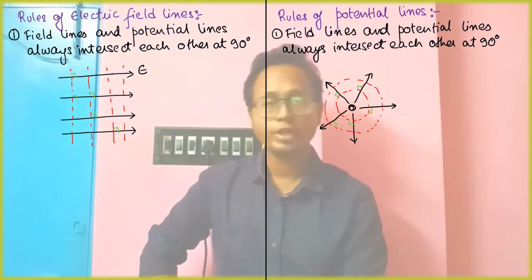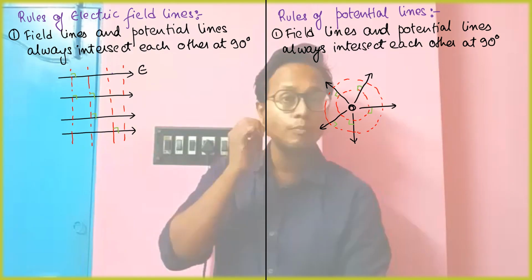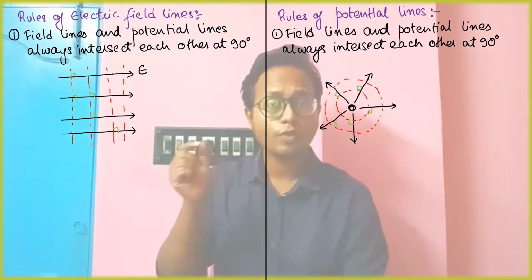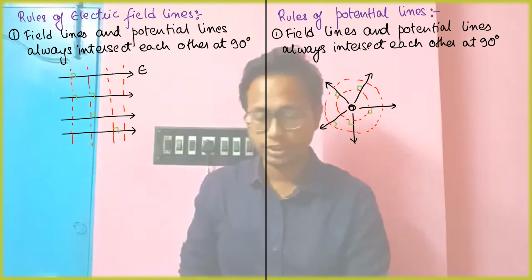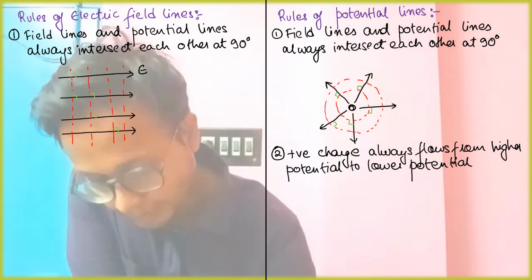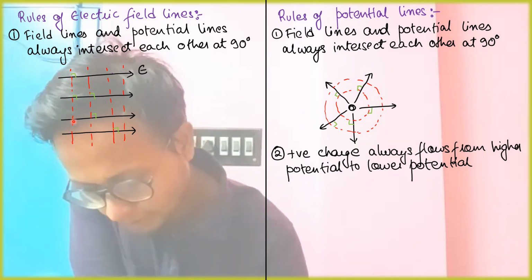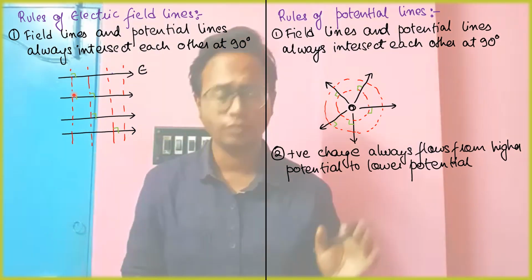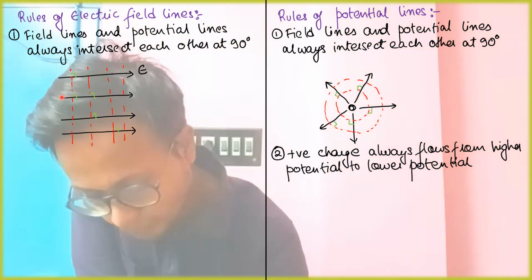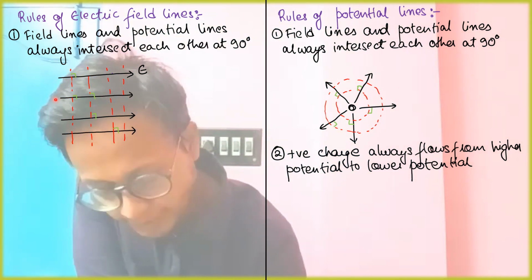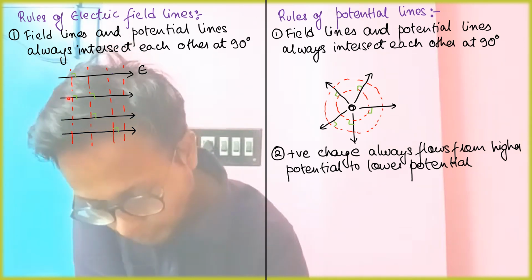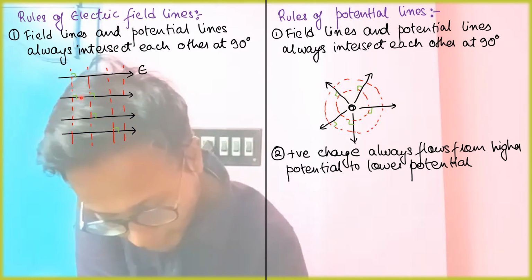The second point that I'm going to tell is, positive charge always flows from higher potential to lower potential. That means if I kept a positive charge out here, with zero initial velocity, no external force, how would the positive charge move? In the direction of the electric field or electric field lines. So the positive charge would move from here to here, no?